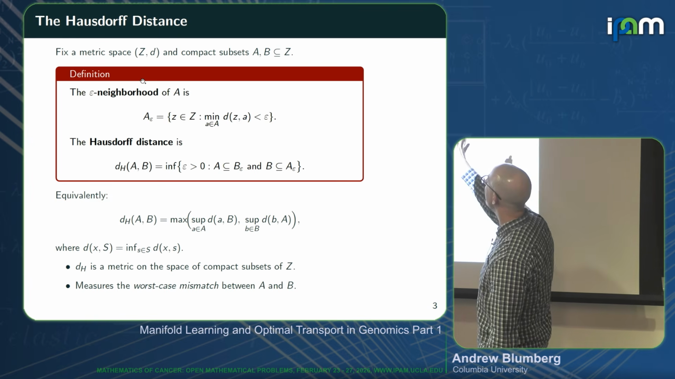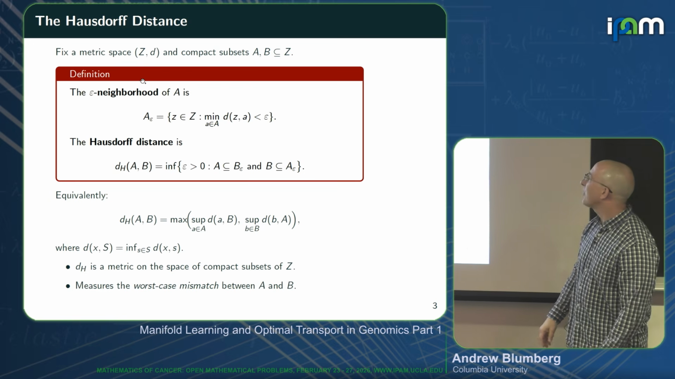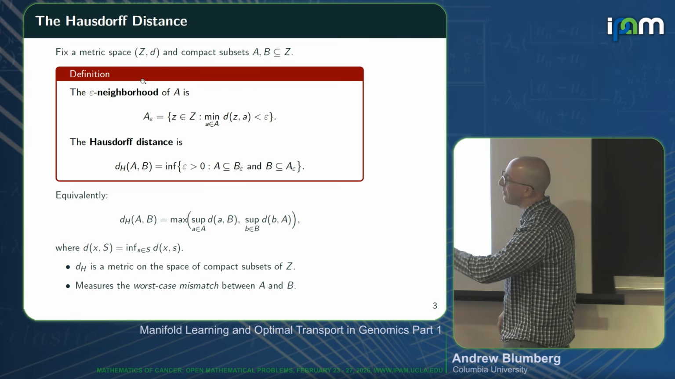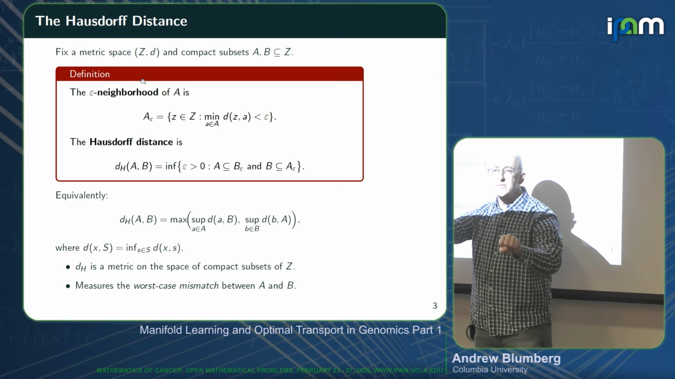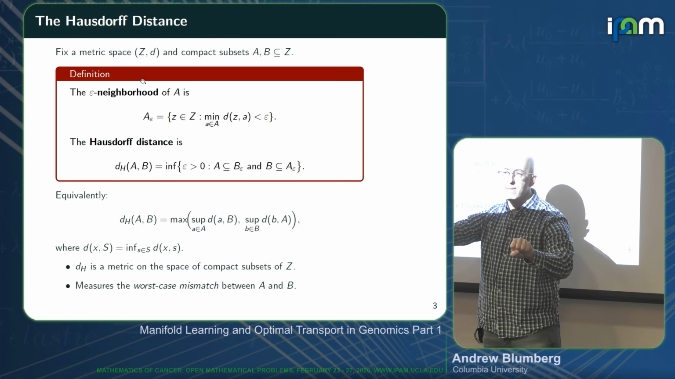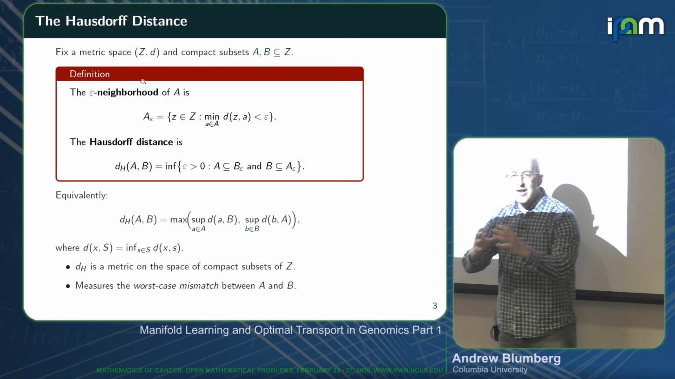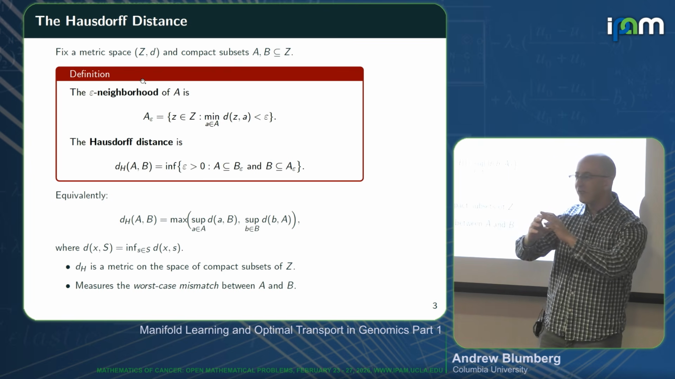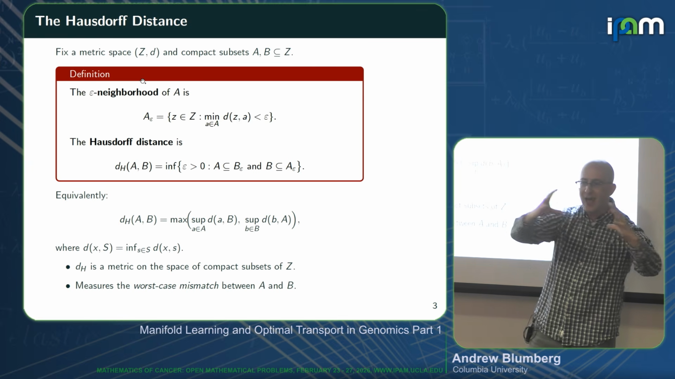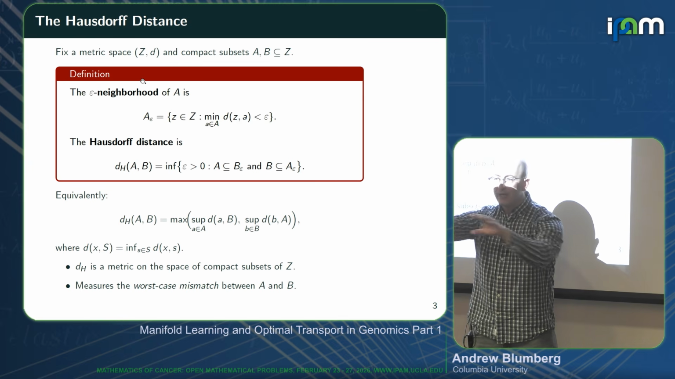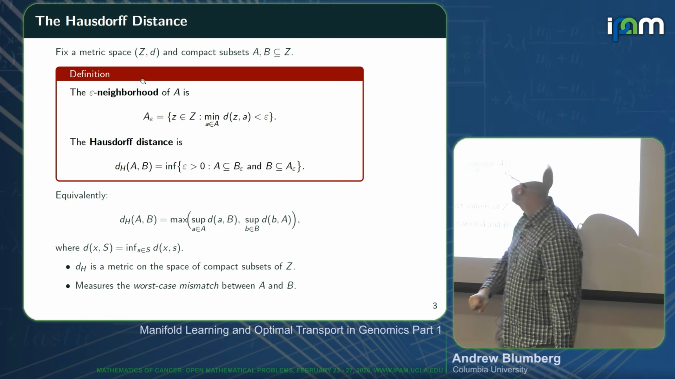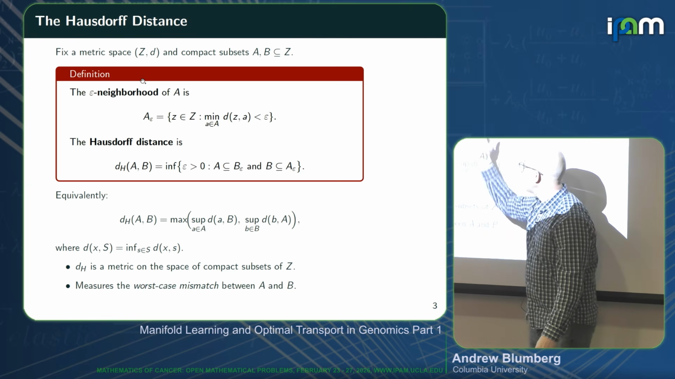So the first thing we're going to do is think about something a little bit weaker, which is called the Hausdorff distance. The idea here is that you have a metric space, and I have two subspaces inside it, and I want to know what's the distance between them. The answer is pretty simple. I blow them each up. I take the smallest number epsilon so that if I fatten one of them and fatten the other, they engulf each other. And that's what this formula is.